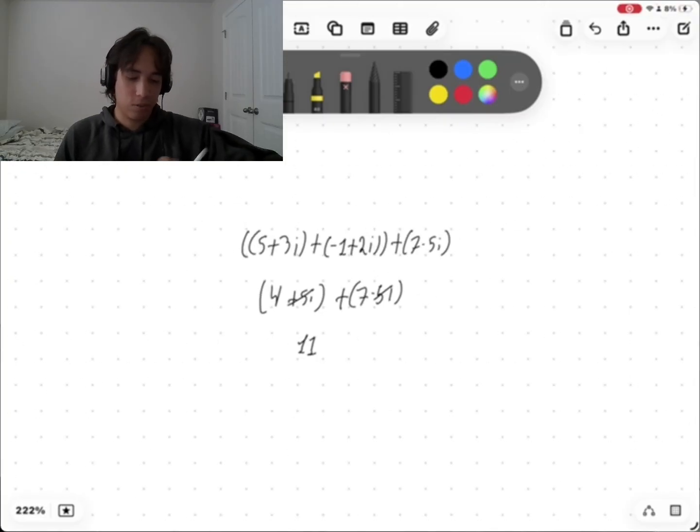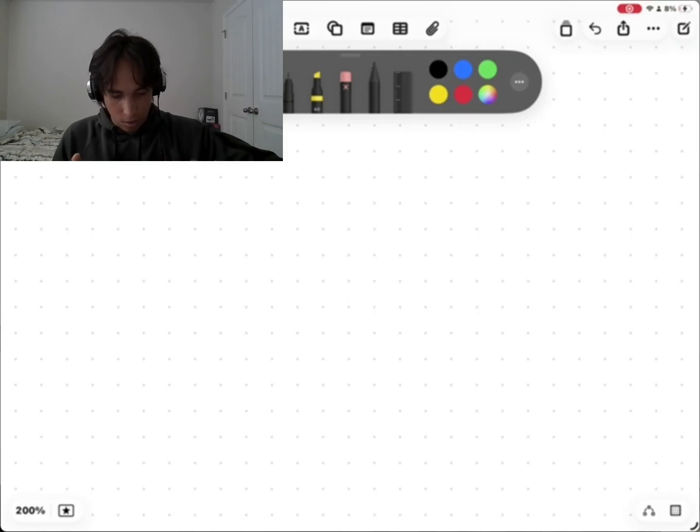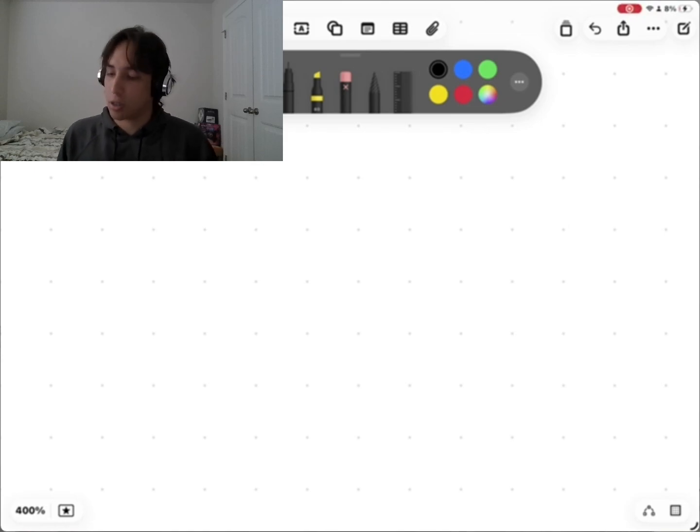So right now we just showed the associative law of addition with complex numbers. So now we're getting into multiplication. Not only multiplication, but also the commutative law of multiplication with complex numbers.